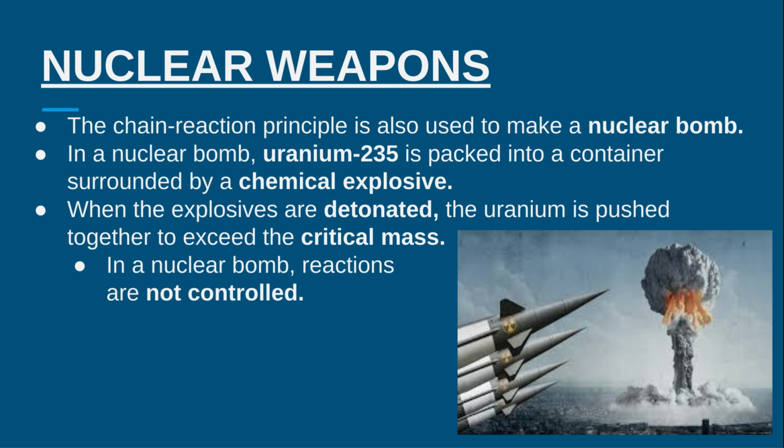This is also applied in the use of nuclear weapons, so this chain reaction principle. In a nuclear bomb, we have chemical reactions that trigger the nuclear reaction. So we have uranium-235 or another fissile isotope like plutonium. It's packed into a container surrounded by an explosive material. So in the chemical reaction, the combustion of these explosive materials is going to trigger those uranium atoms to exceed the critical mass and start a nuclear reaction. And again, in a nuclear weapon, there aren't control rods. So all of those neutrons get released and the reaction is quite large.